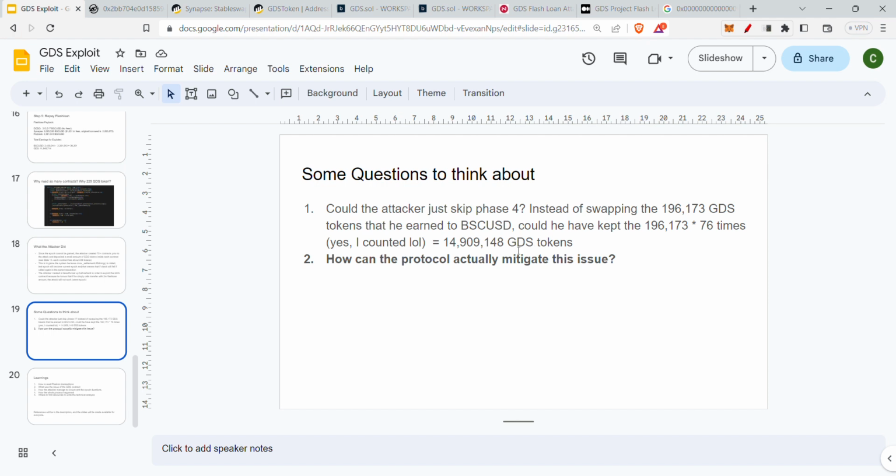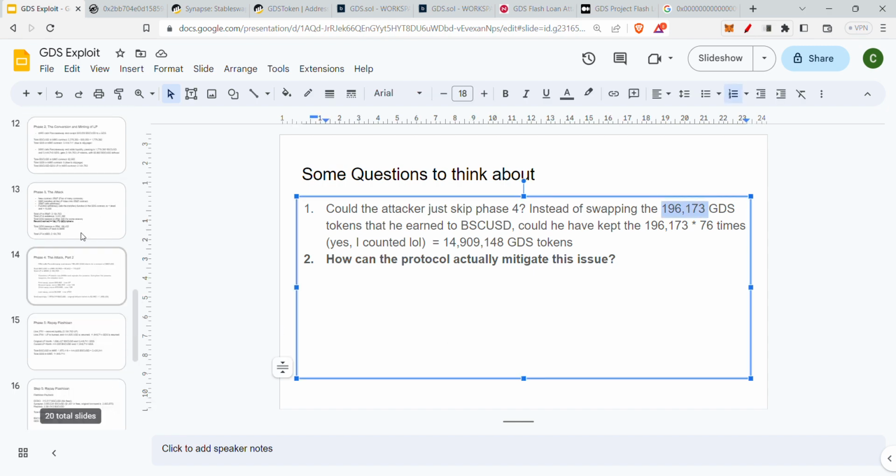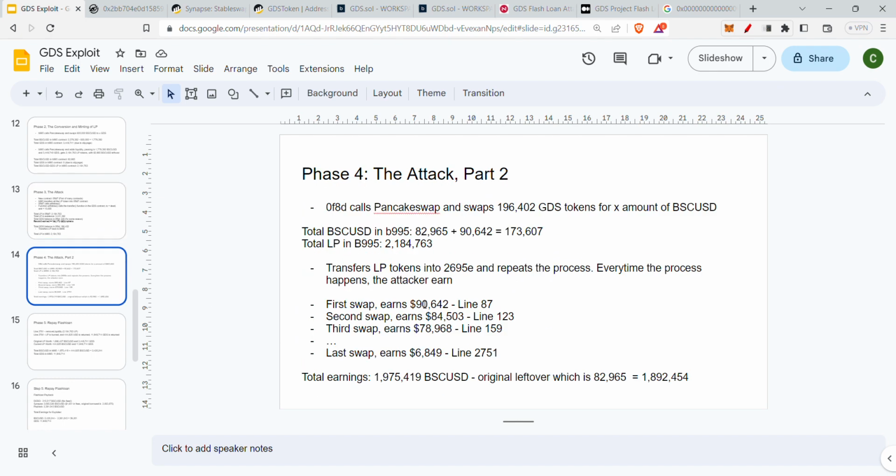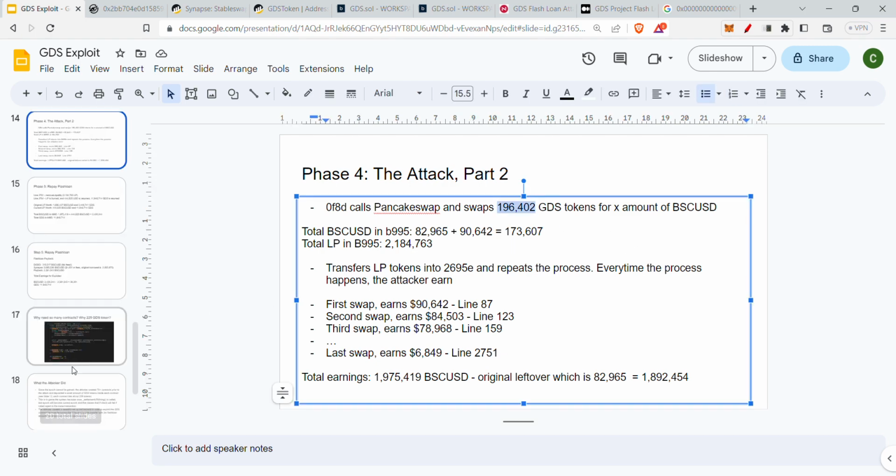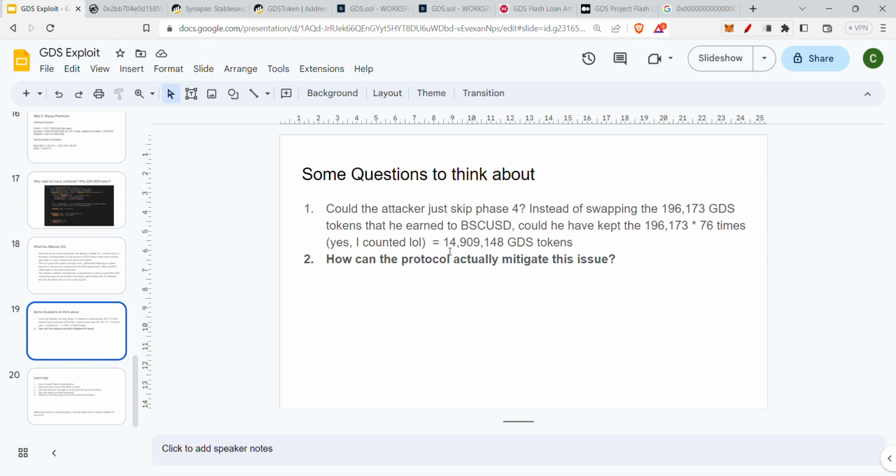Okay, now some questions to think about. Could the attacker just skip phase 4? Remember that the attacker earned 96,173 GDS tokens every time a contract is run, right? And he has 76 contracts. So why can't he just not convert this amount to a USD amount? Remember, every time he converts, the USD amount just decreases. So why can't he just keep 196 times 76? In this case, it's 14.9 million.